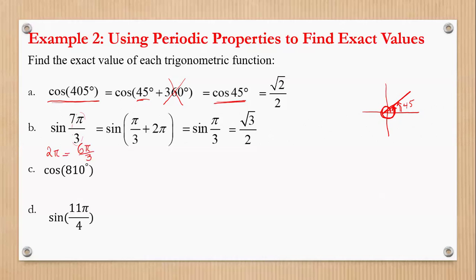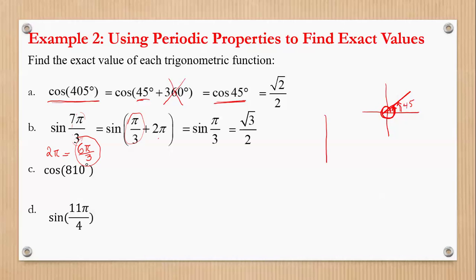When you want to find the sine of 7 pi over 3, your angle is after the first rotation, because the first rotation goes all the way to 6 pi over 3. And you want to find an angle which is greater than 2 pi. So that's why we can subtract the 2 pi from that angle. If I subtract 2 pi from 7 pi over 3, I end up with pi over 3, which means 7 pi over 3 is exactly the same as 2 pi plus pi over 3.